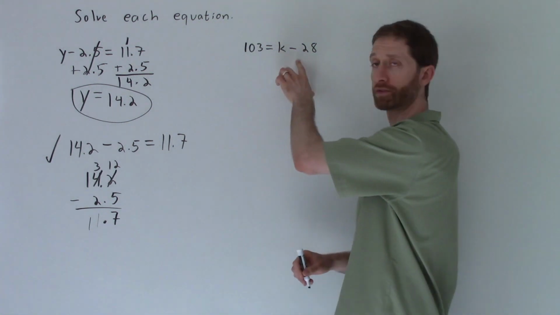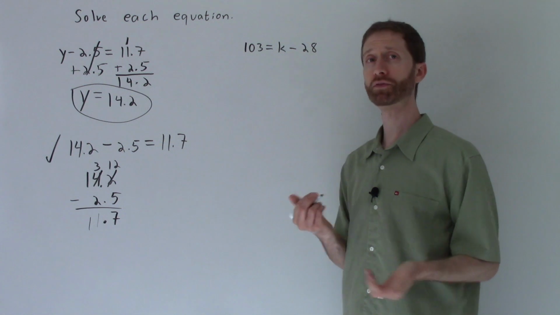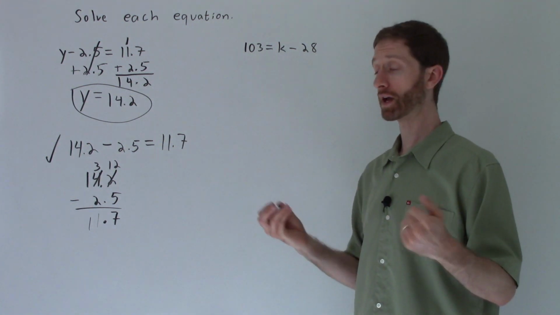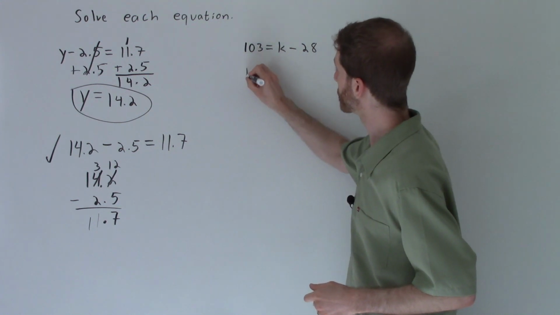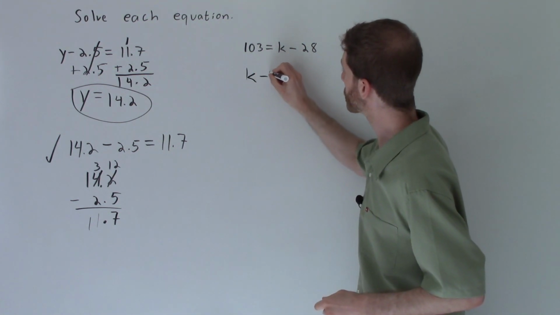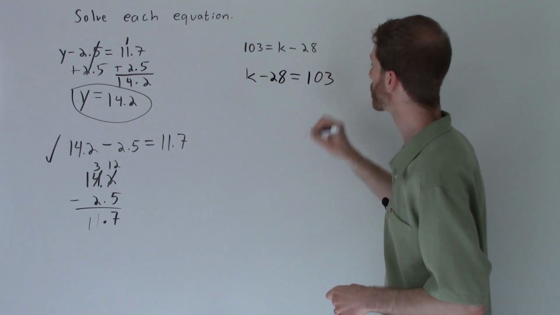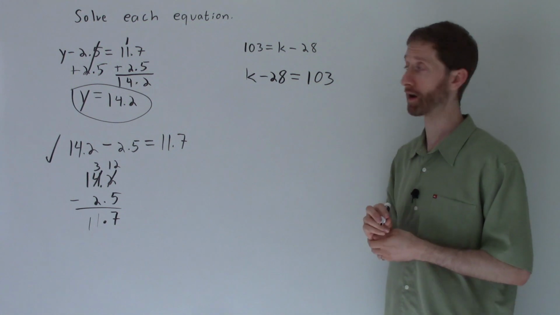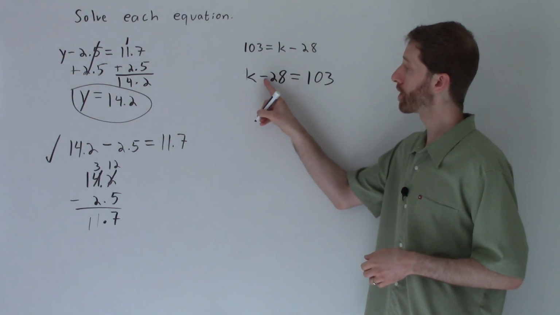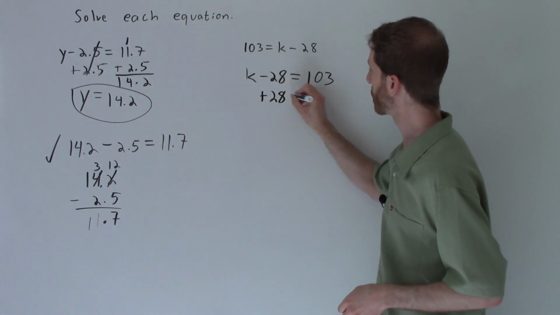Okay, so I gave you a couple different kinds of problem types here. This one also involves subtraction, but oh no, the variable's on the right-hand side. A couple different things we can do here. One technique I often like to use is to rewrite the order of this equation. So I could rewrite it as k minus 28 is equal to 103. There's no reason why we can't put everything over to the right-hand side, so I do that there. Now, to undo minus 28, I'm going to do the opposite, so I'll add 28 to both sides.